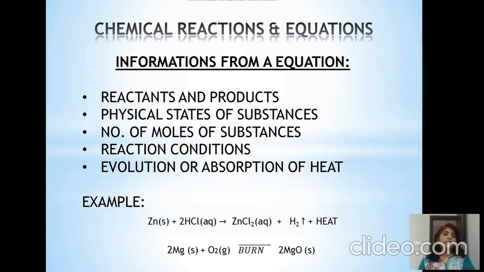It also gives us the number of moles of substances. As you see in the first example, before HCl we have written 2. This 2 is a stoichiometric coefficient which shows how many moles of hydrochloric acid are required to react with 1 mole of zinc. Similarly, in another example, before magnesium 2 is written. So 2 moles of magnesium are required to react with oxygen, and 2 moles of magnesium oxide are formed. So we'll see that it gives the number of moles of substances also.